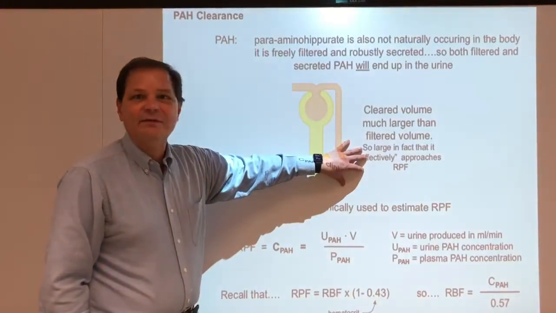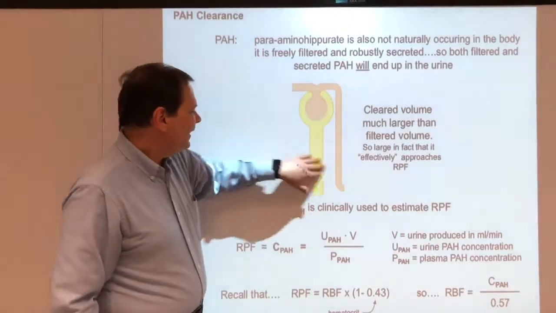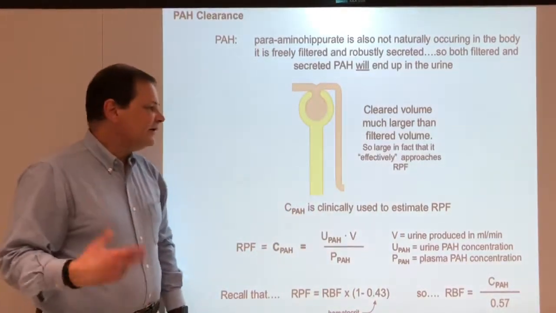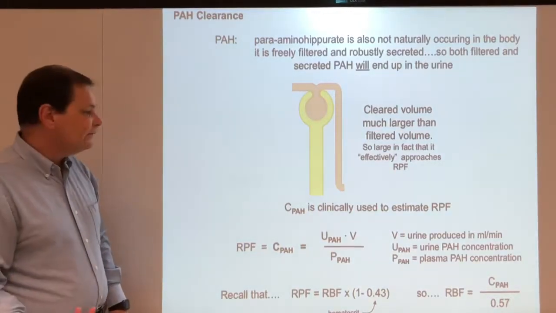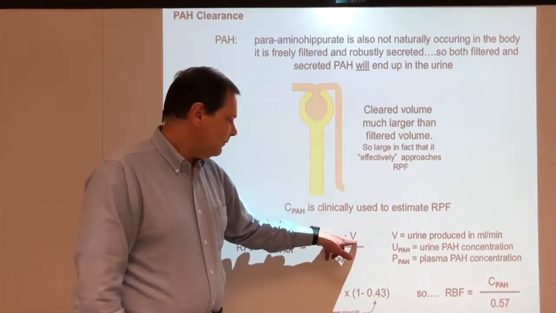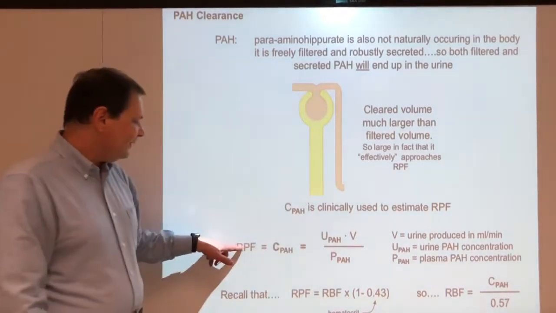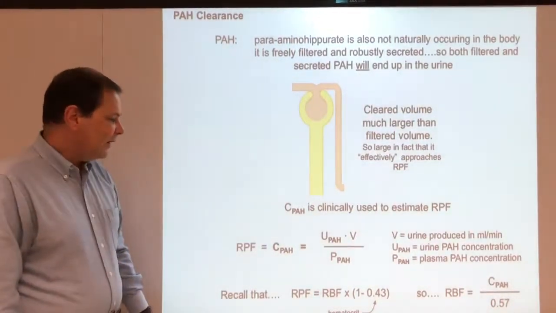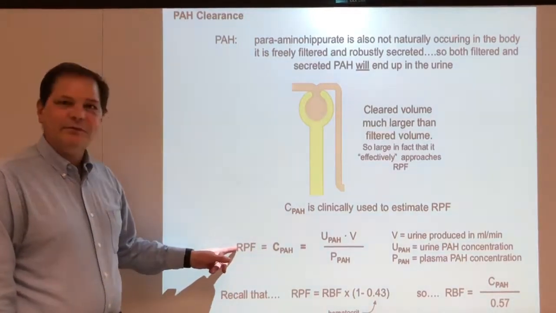So if we remove all the PAH, that means that the amount of plasma that I've cleared of PAH is basically equal to the renal plasma flow, because I've cleared everything. Everything that entered here ended up in the renal tubule. And so I cleared all this plasma of PAH. So this is a convenient, well, not very convenient way, but it is a way of estimating renal plasma flow. The renal plasma flow is the clearance of PAH. If I take urinary PAH, multiply it by the volume per minute, divide by plasma concentration of PAH, I get the clearance, and that is effectively all the plasma that entered the kidney, okay? So I've effectively cleared all the plasma of PAH. That means the clearance of PAH is equal to the renal plasma flow.